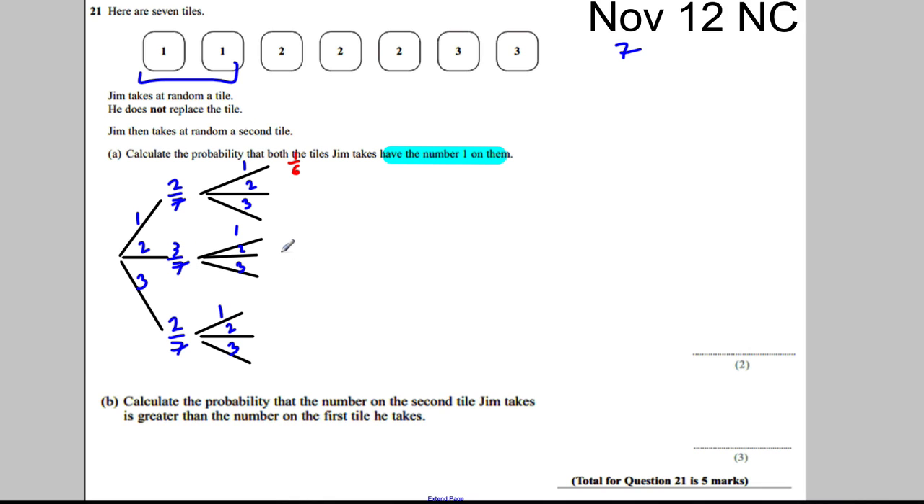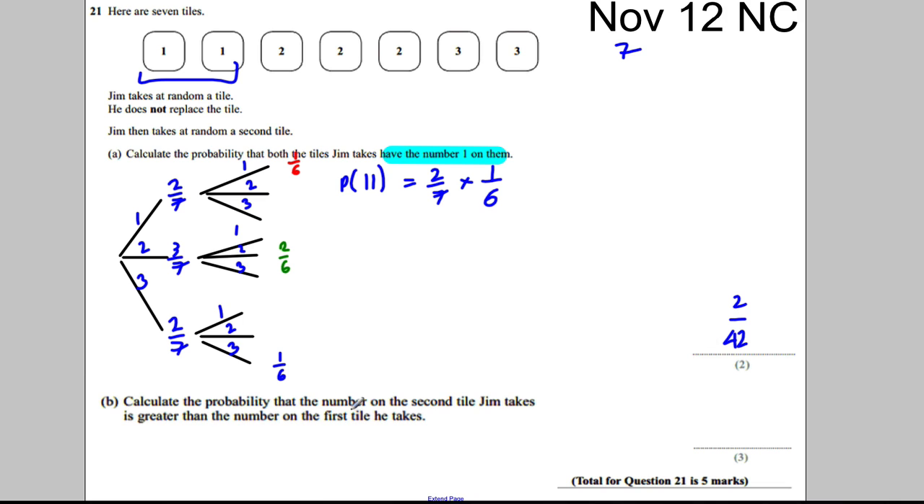If you took a 2, the probability of another 2 is 2 out of 6. And if you took a 3, the probability of another 3 is going to be 1 out of 6. Now it says calculate the probability that both have a number 1. So the probability of a 1 and a 1 is 2/7 multiplied by 1/6. 2 multiplied by 1 is 2. 7 multiplied by 6 is 42.